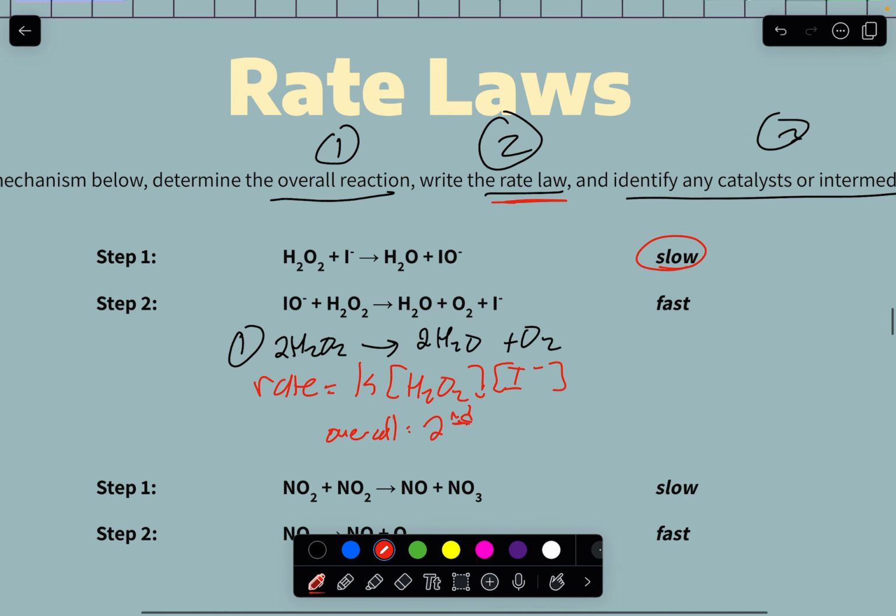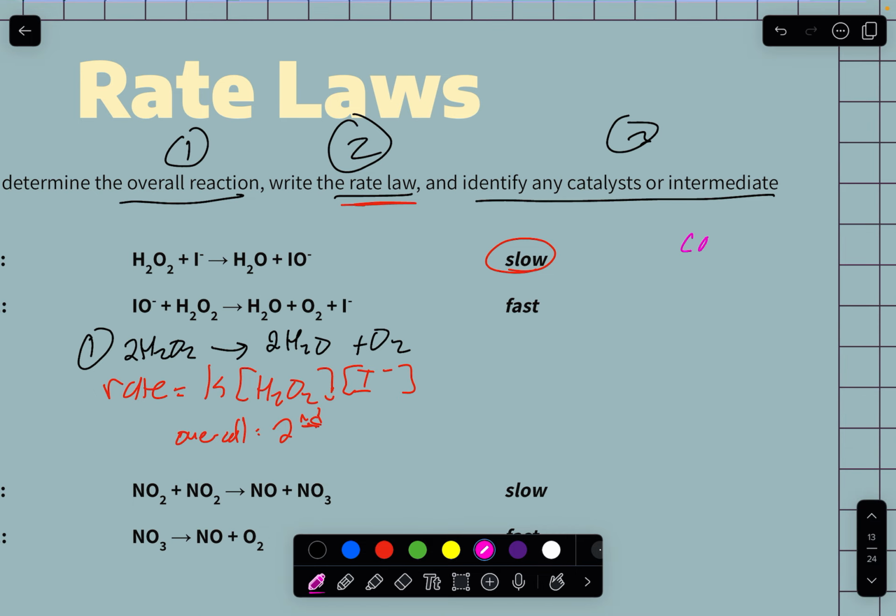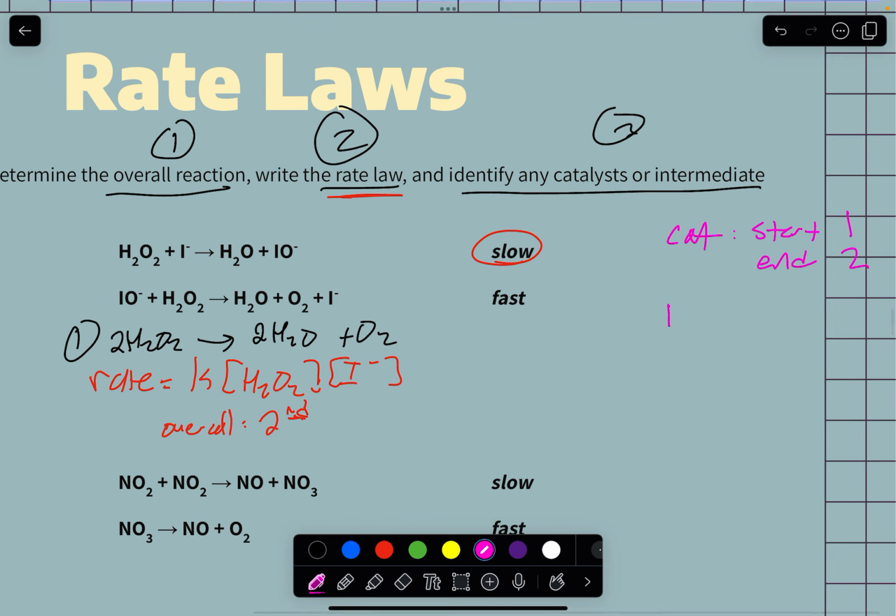All right, and then the third part is identify catalysts or intermediates. Okay, so we have to go back to our definitions for catalyst and intermediate. Remember, we said a catalyst is at the beginning and end. The intermediate is in the in-betweens. So the catalyst is at the start of step 1 and at the end of step 2. It's at the very beginning and the very end. The intermediate is at the end of step 1 and the start of step 2. So it's right in the middle.